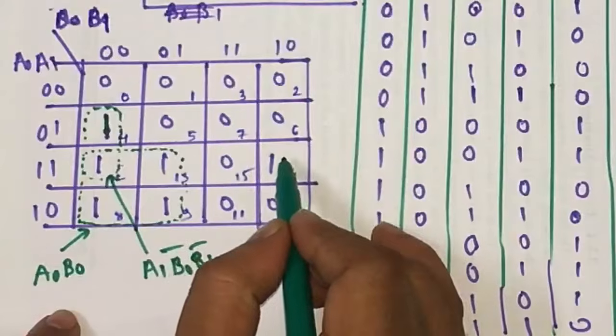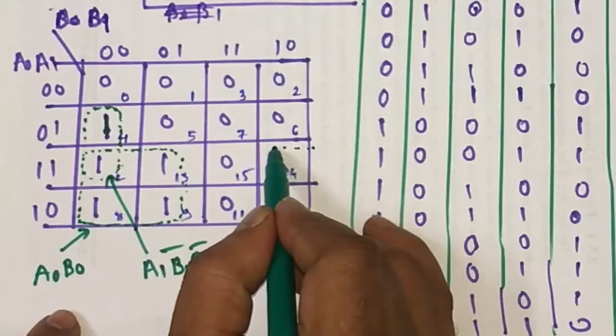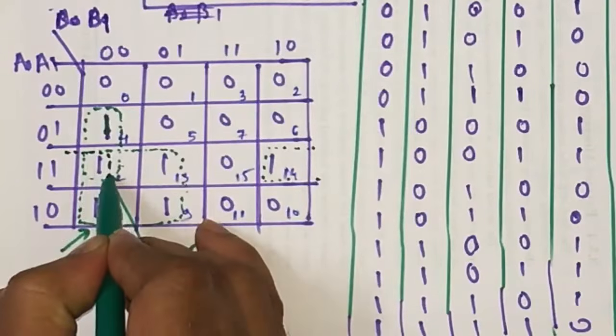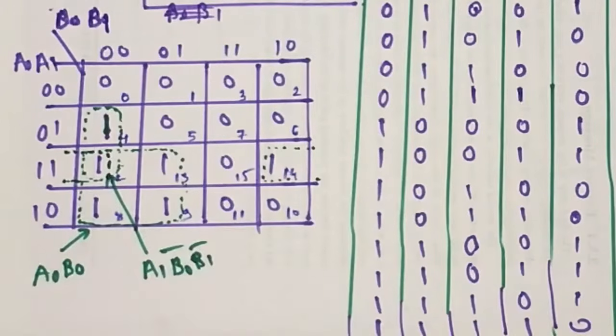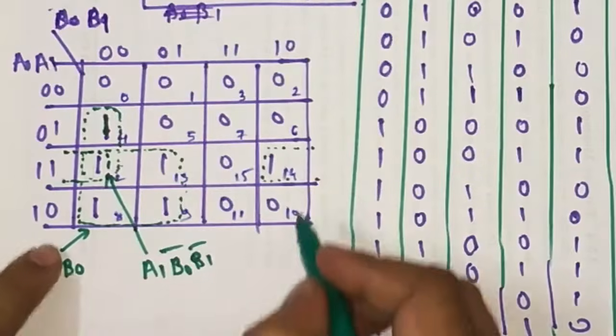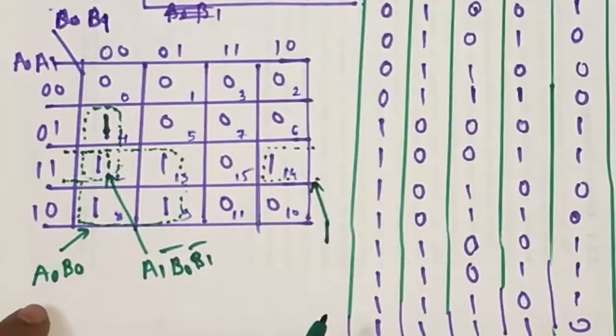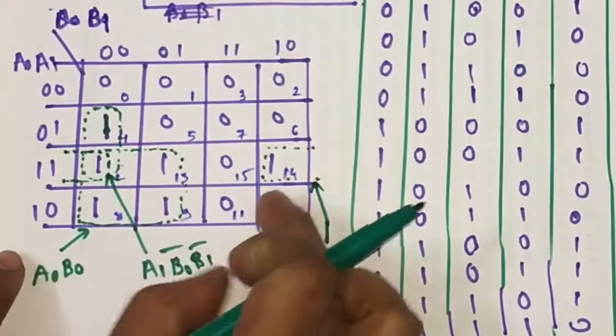So if we consider this one externally and this one externally, then these two ones are what? Adjacent. These two ones are adjacent externally, so they will be able to form a pair. So here we formed what? The third pair or third grouping, and the equation for this grouping is what?